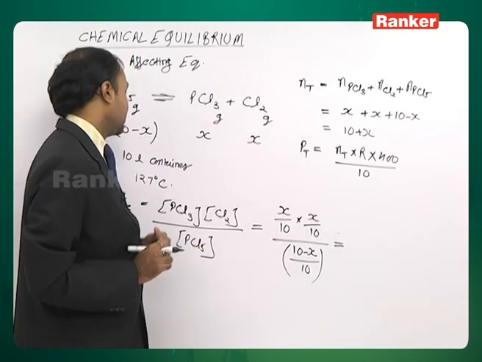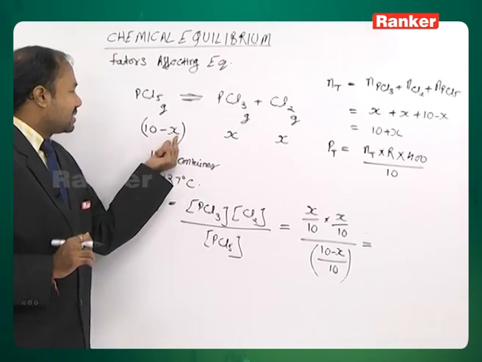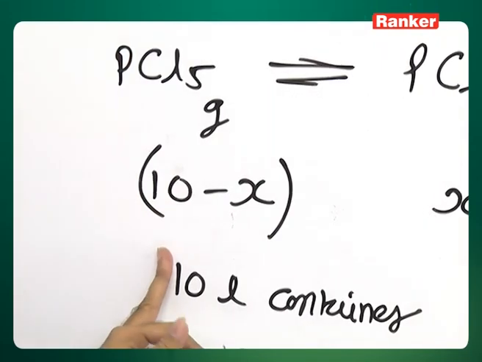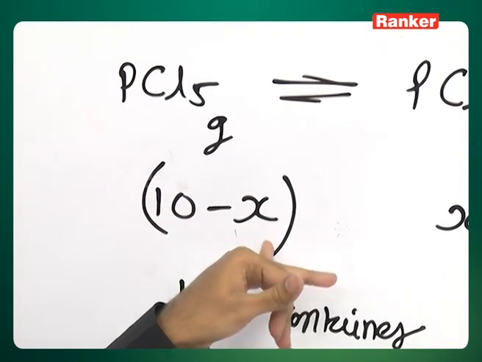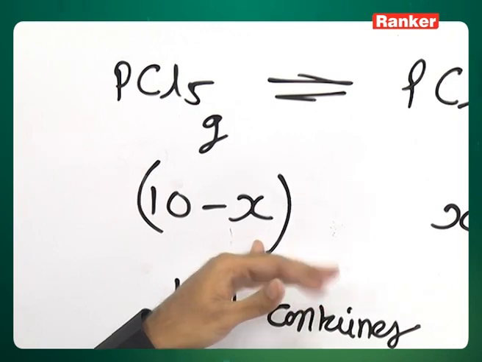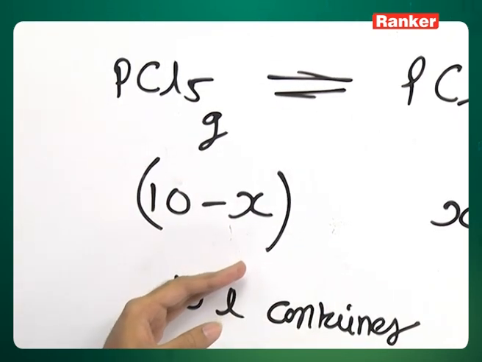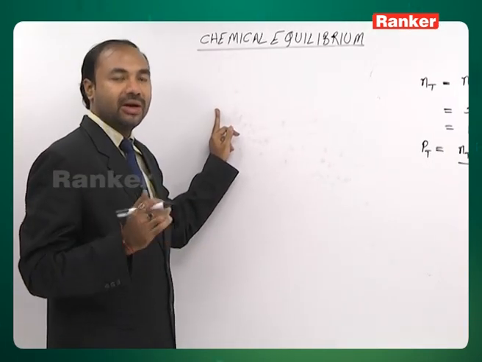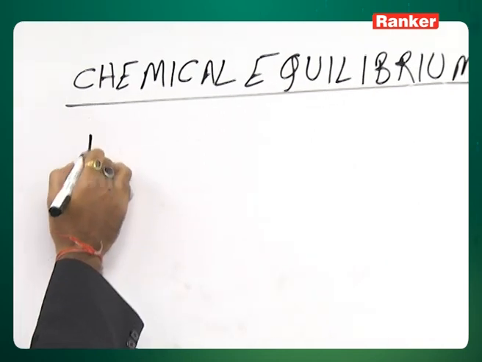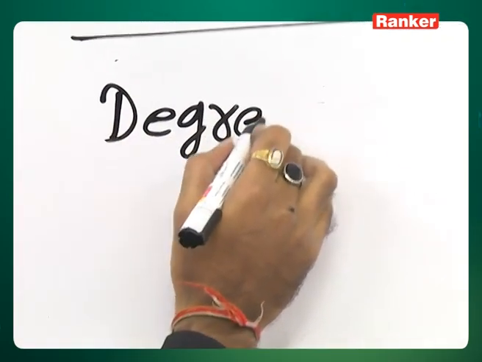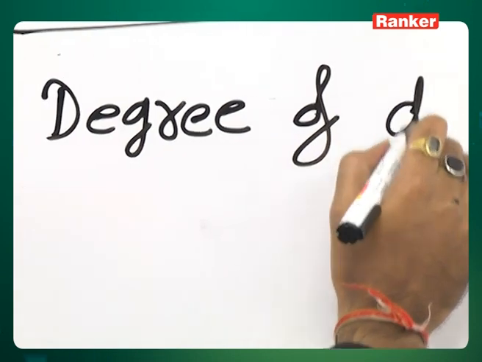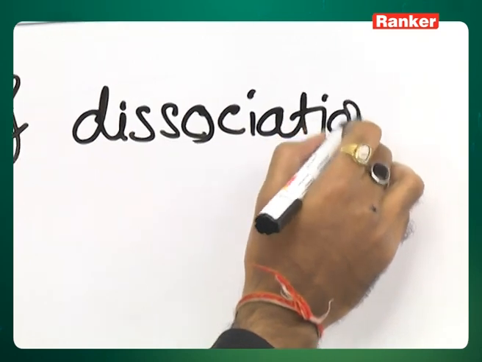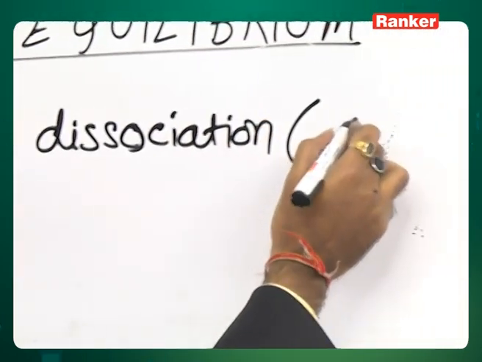One important aspect here. This X is how many moles of PCl5 have decomposed out of 10 moles. This is what this value X shows. In equilibrium, one term which we use very frequently is known as degree of dissociation. This is usually denoted as alpha.